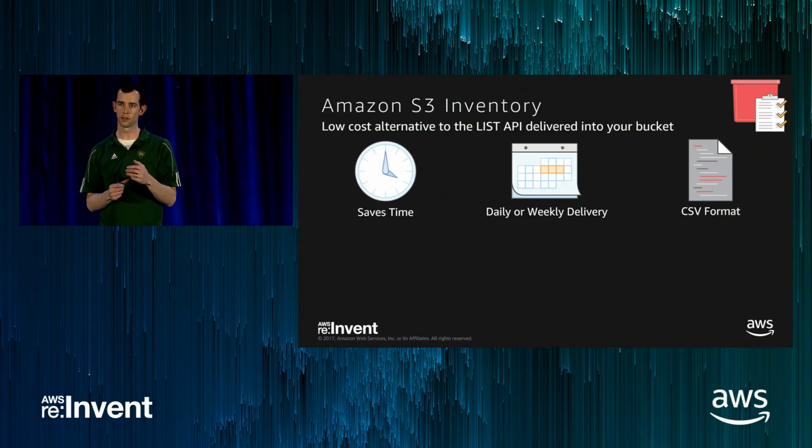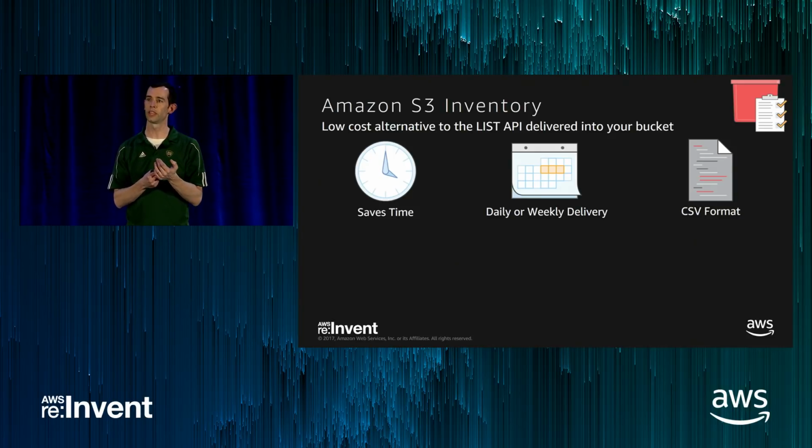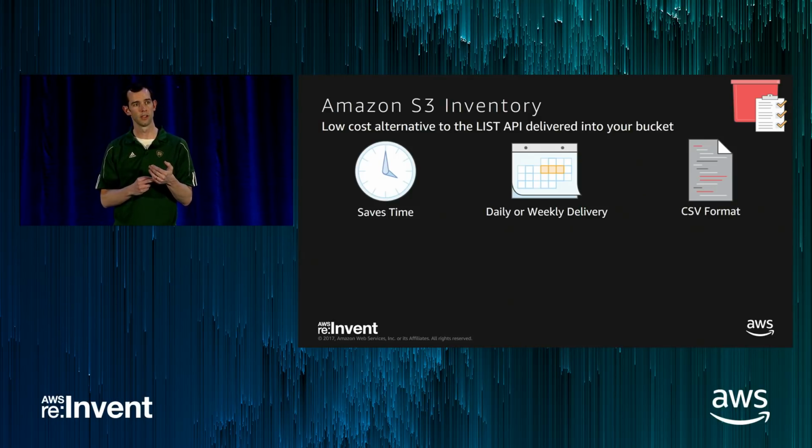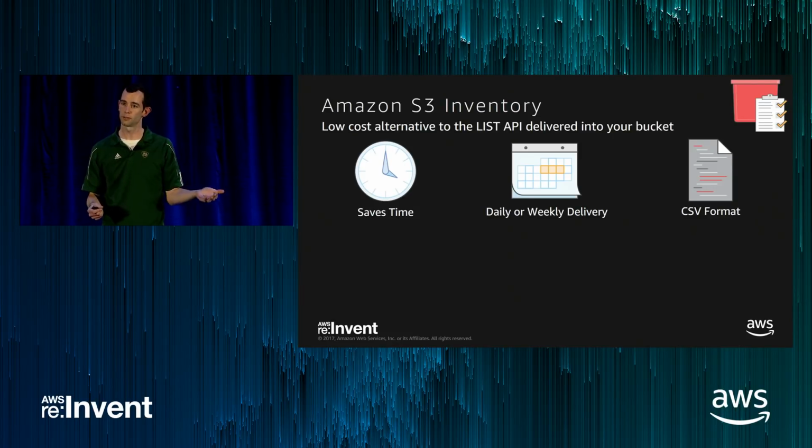S3 inventory is a feature you configure, say on a daily or a weekly basis, I want an inventory list delivered to my bucket. And this is a list of all your S3 objects and associated metadata, things like what storage class that object is stored in, how many bytes that individual object is, or replication status. So if you have something like cross-region replication configured, it's going to show you whether a replication has succeeded, whether something's a replica copy for a destination bucket.